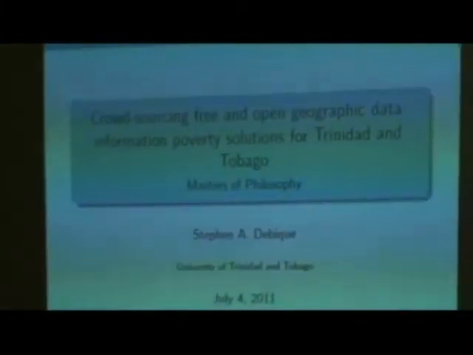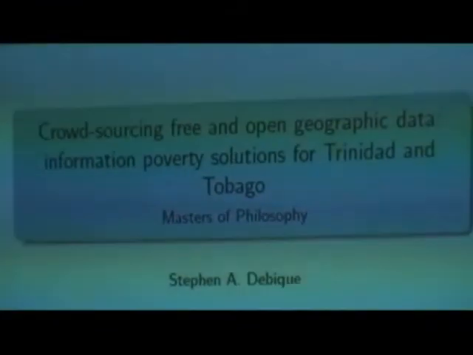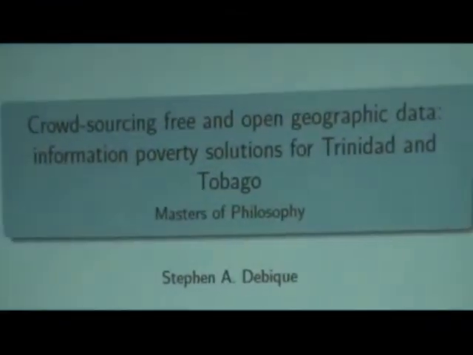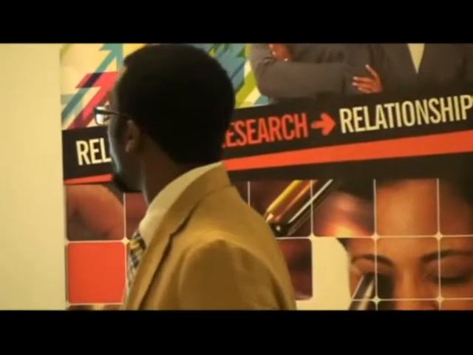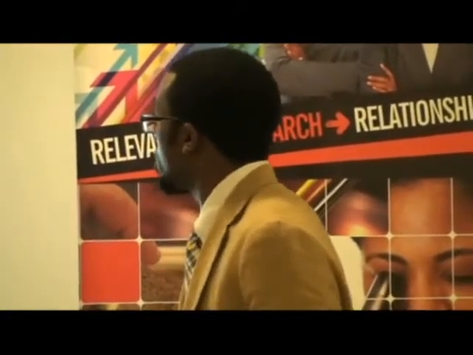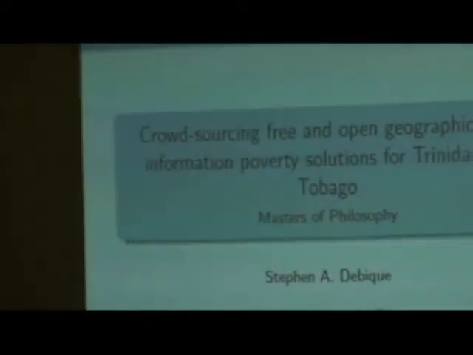Okay, and the title is Crowdsourcing Free and Open Geospatial Data: Information Poverty Solutions for Trinidad. Good afternoon. Thank you, Dr. Stout. Thank you, everyone, for coming. As Dr. Stout said, the title of my research project is Crowdsourcing Free and Open Geographic Data, Information Poverty Solutions for Trinidad and Tobago.